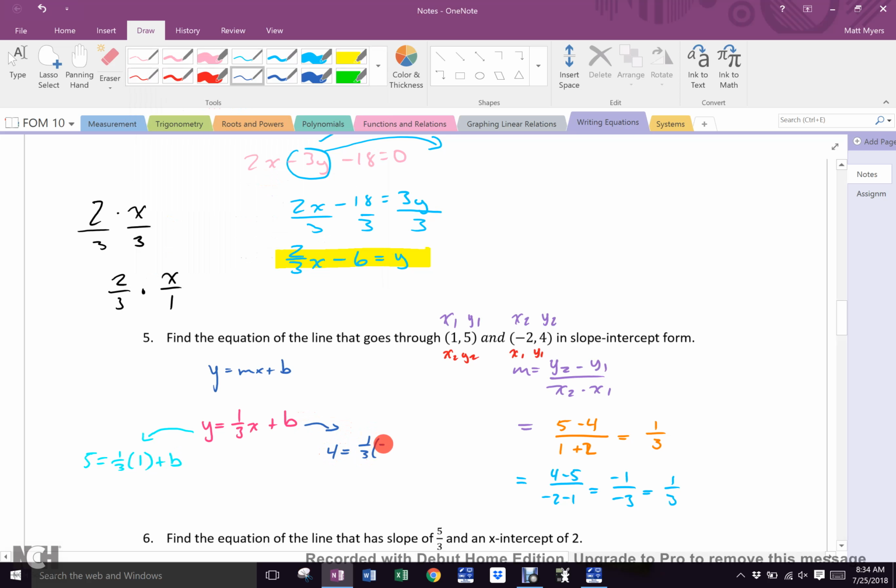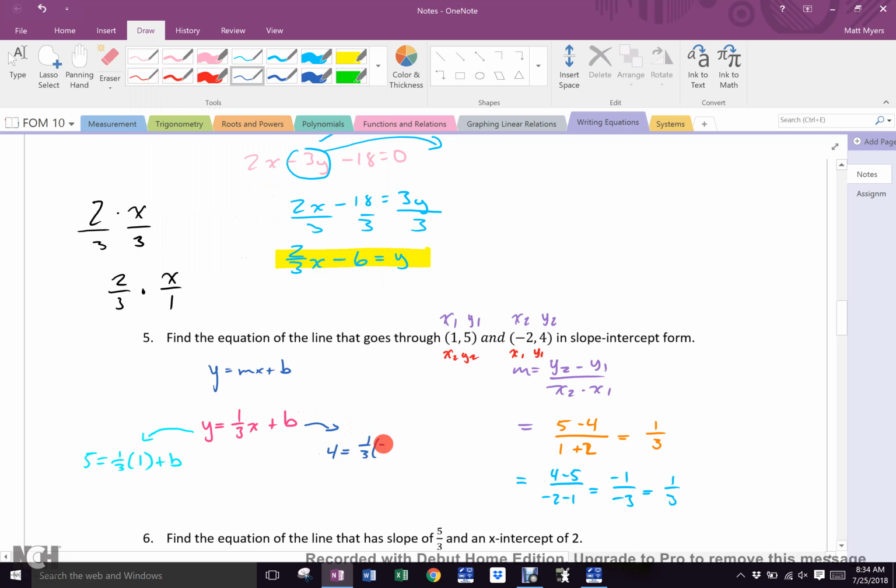So I have to move that over there, don't I? What's going to become of that positive 1 third? It is going to be minus 1 third. Which means what does B equal? What is 5 take away 1 third? 4 and 2 thirds. If I come over to the other side here, that is 4 equals negative 2 thirds plus B. When I bring that over there, what does it become? Positive 2 thirds. 4 plus 2 thirds is 4 and 2 thirds equals B.